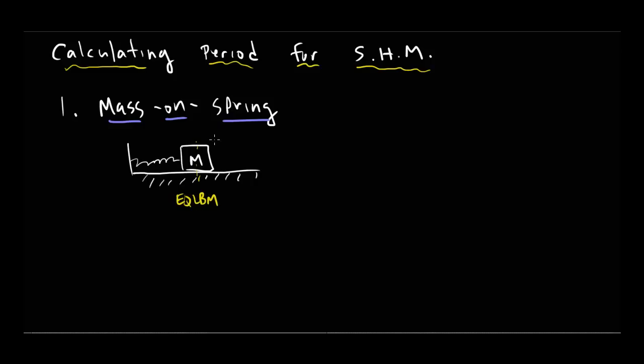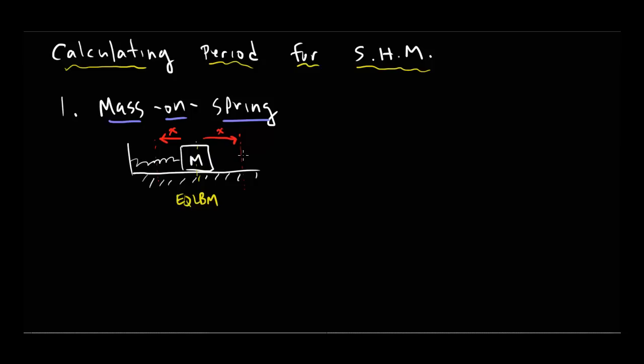And it's going to go some distance delta x. Let's say from here, this will be the maximum displacement in the right-hand direction, and this will be the maximum displacement left of equilibrium. So right of equilibrium, left of equilibrium. We can call these distances x. This is x, and that's x.